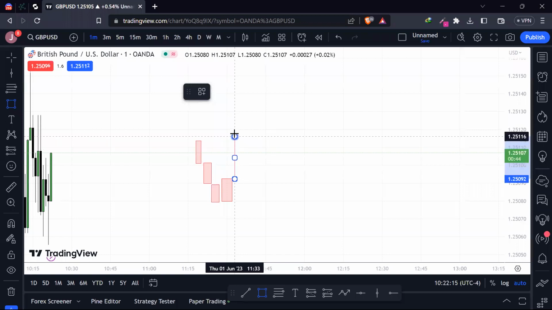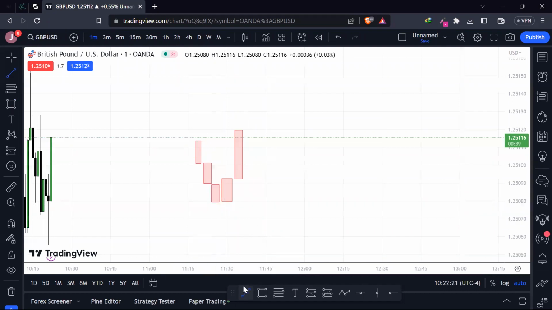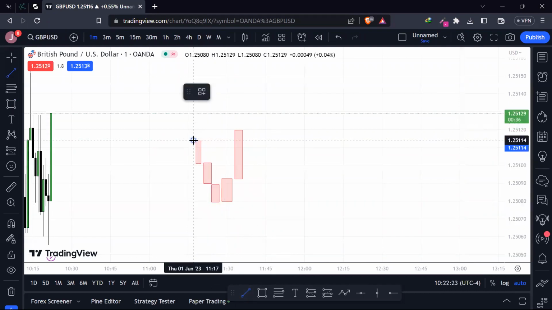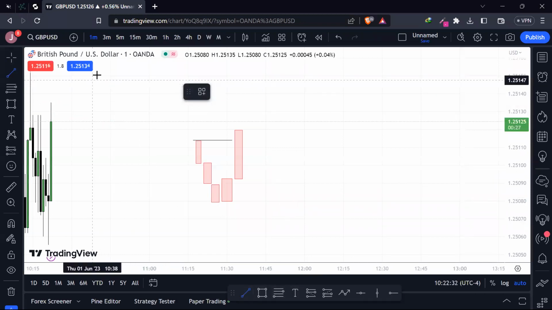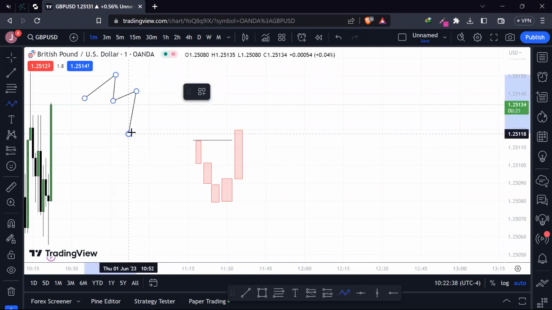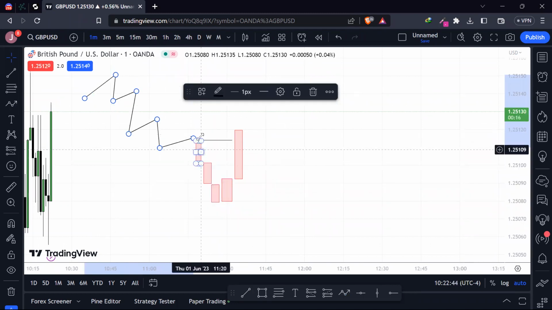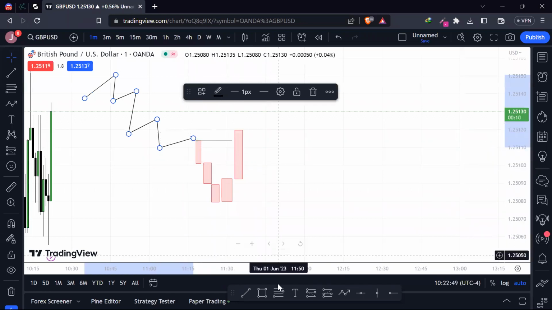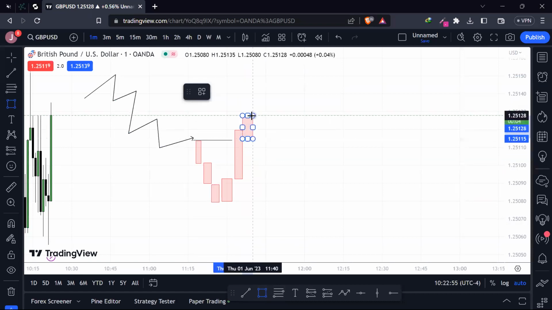And a candle with high pressure and displacement forms, which takes out all these three candles and creates a shift in market structure. So imagine the market was going like this, all the way down, and comes back here. Here's the swing high, and this displacement candle takes out the swing high. And it creates one more candle after that.